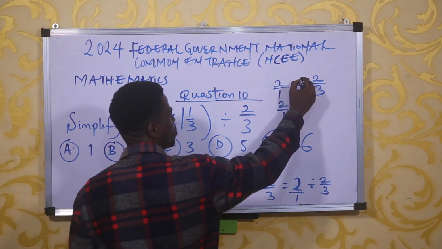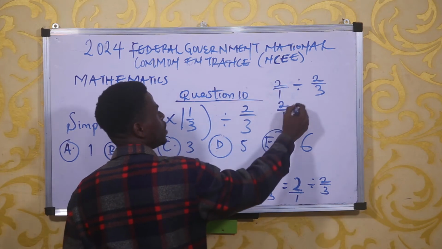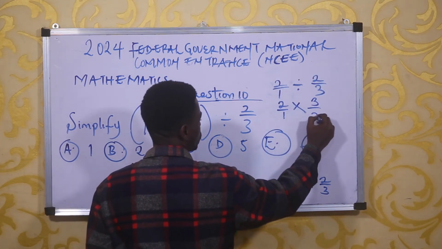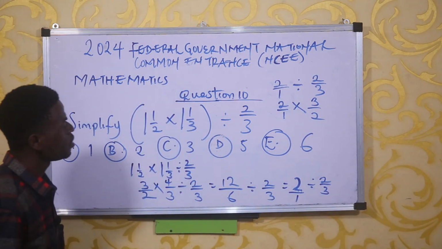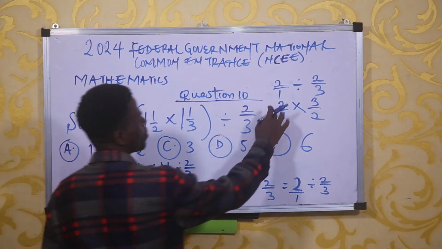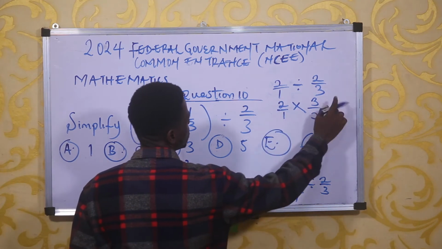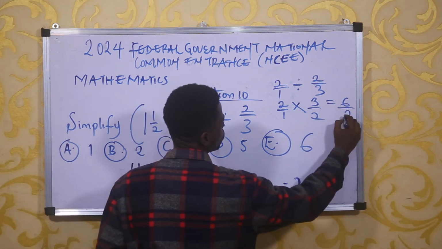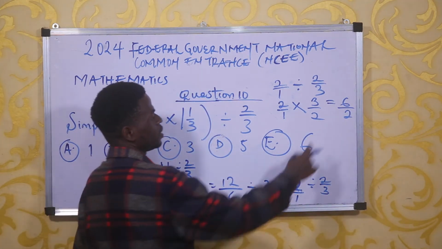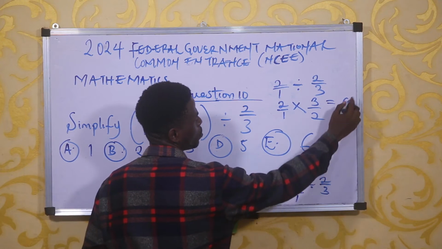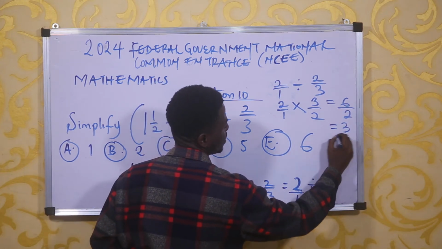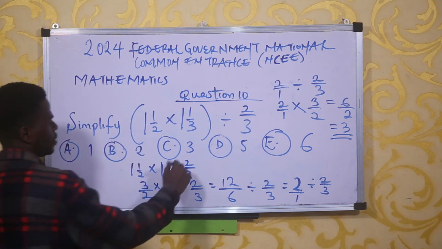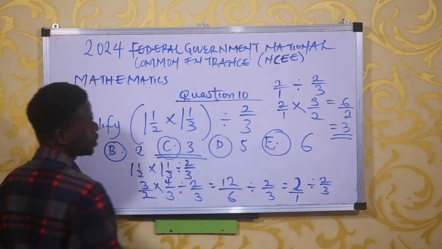This divide will change to times. That's the reciprocal. So this 3 will go up and this 2 will come down. That's 3 over 2. Take note of that. So in this place now, 2 times 3 will give us 6. Then 1 times 2 will give us 2. So in this place, now divide: 6 divided by 2 will give us 3. So our answer from the options is option C. 3 is our answer. Thank you very much.